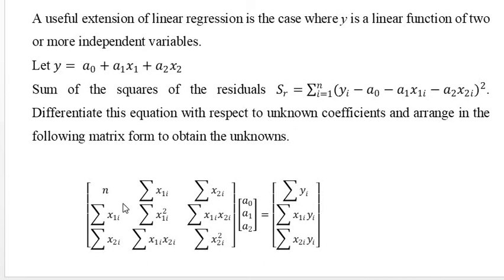So substitute the values: n, sigma x1i, sigma x2i; sigma x1i, sigma x1i squared, sigma x1i x2i; sigma x2i, sigma x1i x2i, sigma x2i squared; and sigma yi, sigma x1i yi, sigma x2i yi, and solve by using standard procedures to obtain the unknowns a0, a1 and a2.